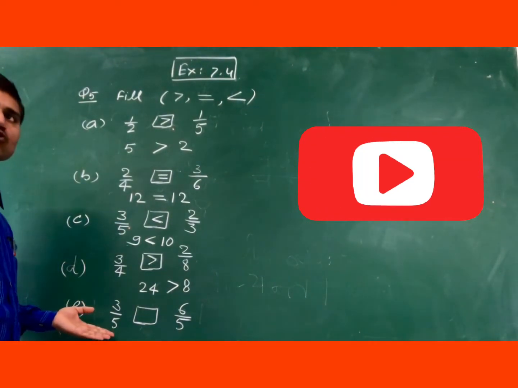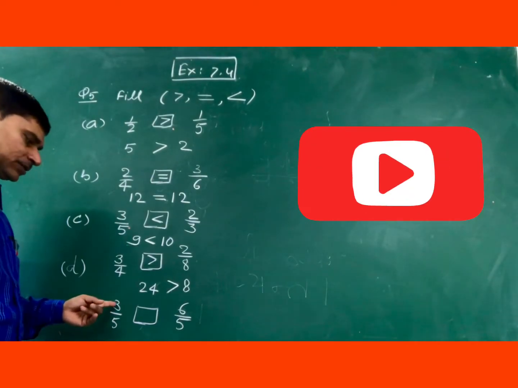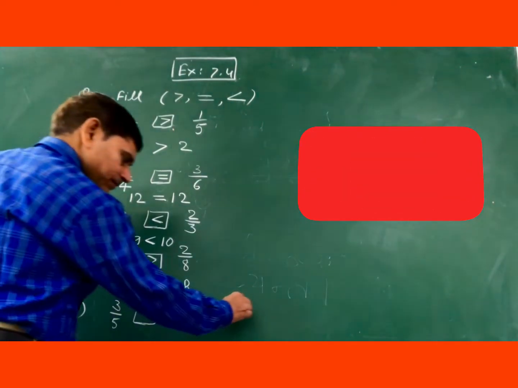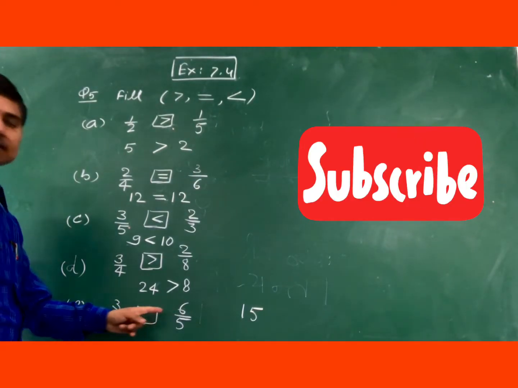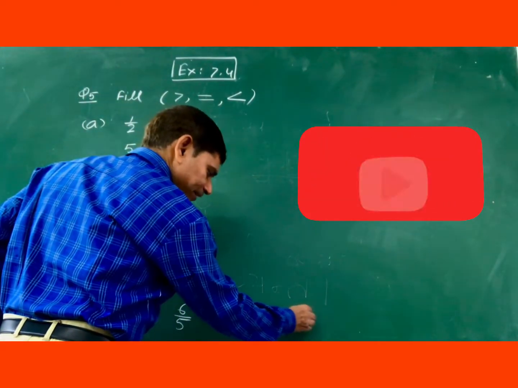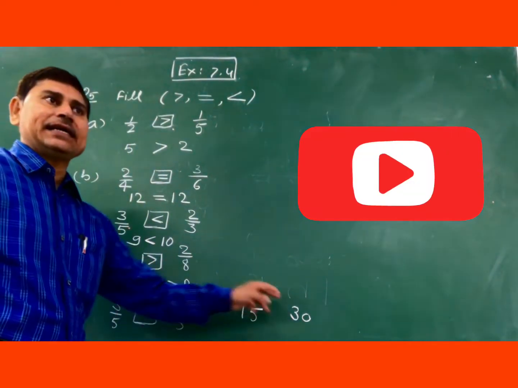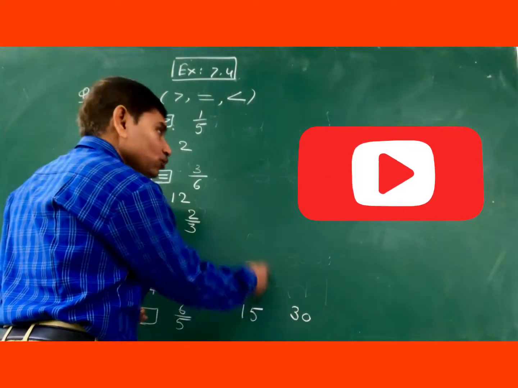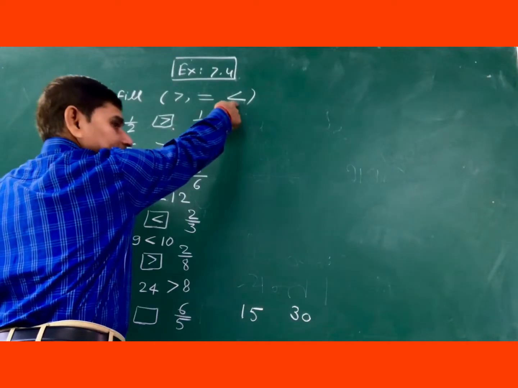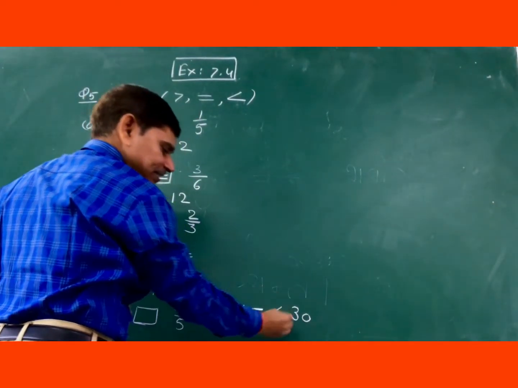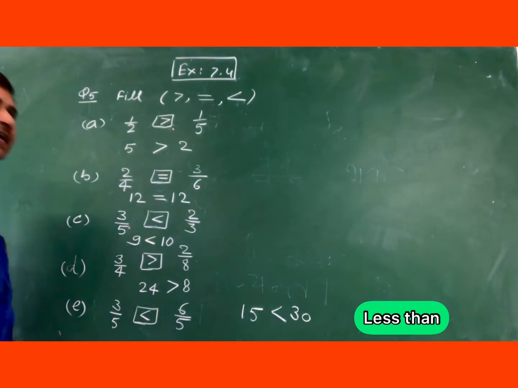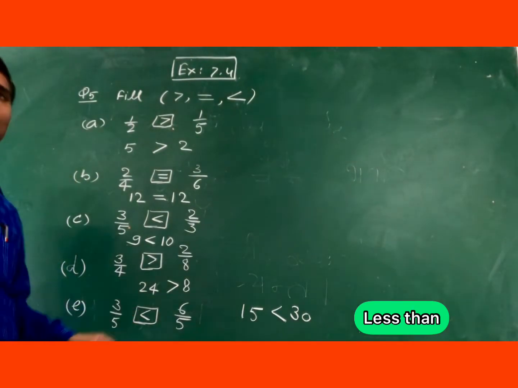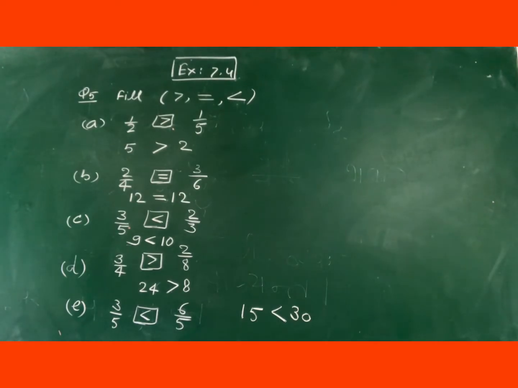After that, the last question. Here you see 3 fives are 15 and 5 sixes are 30. Okay, very nice. Which one is greater? 30. So 15 is less than 30, so you will fill the less than sign in this box. So this is the question.